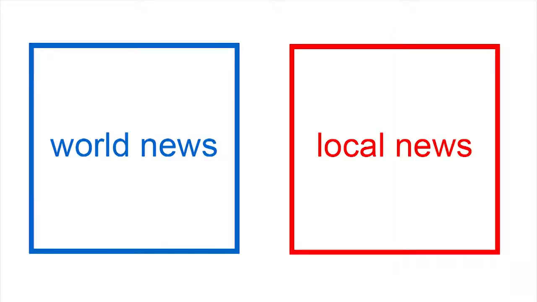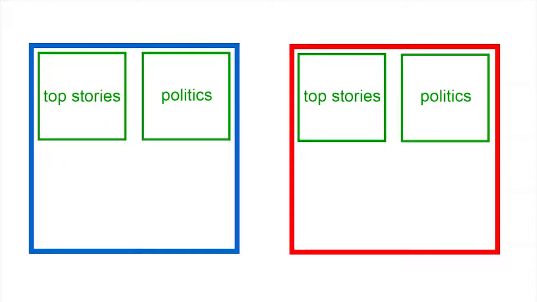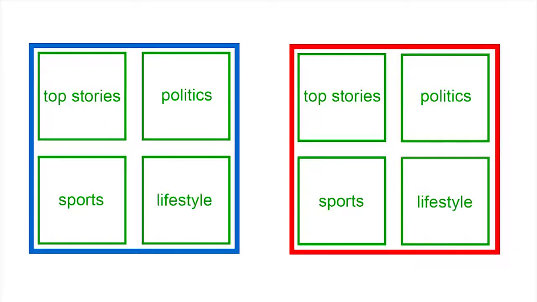For a news content app, you might create content groupings for world news and local news, and then within each of those, individual groups for top stories, politics, sports, and lifestyle.